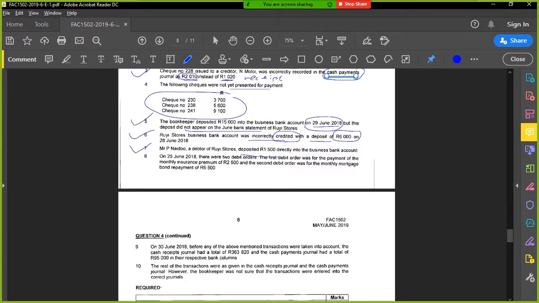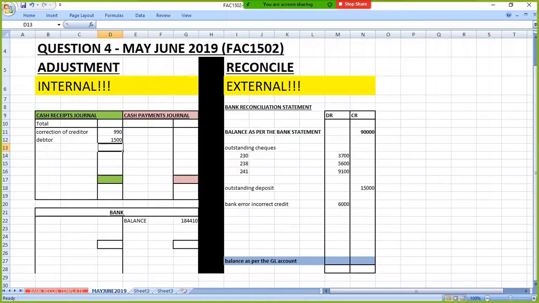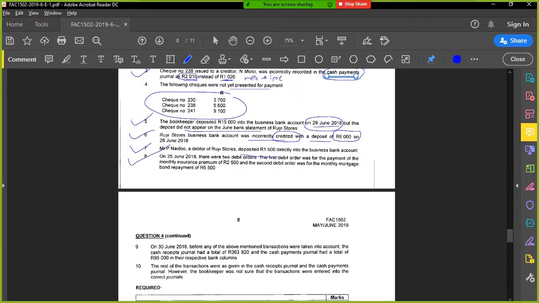Right. Number 8, 25 June, there were 2 debit orders. The first debit order was for the payment of an insurance premium. The second debit order was for a mortgage on the bond. Okay, so 2.5, 6.5 debit orders. Who's showing the debit orders? The bank statement. The bank has the debit order. I don't have the debit order. I need to adjust. I need to show it. Insurance, bond payments. Okay, the insurance was 2.5, bond, 6.5. Okay, looked at that. Next.